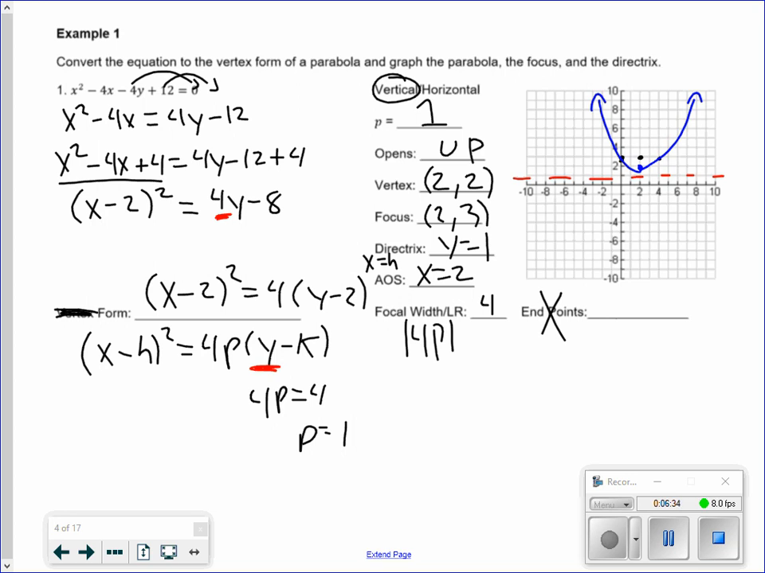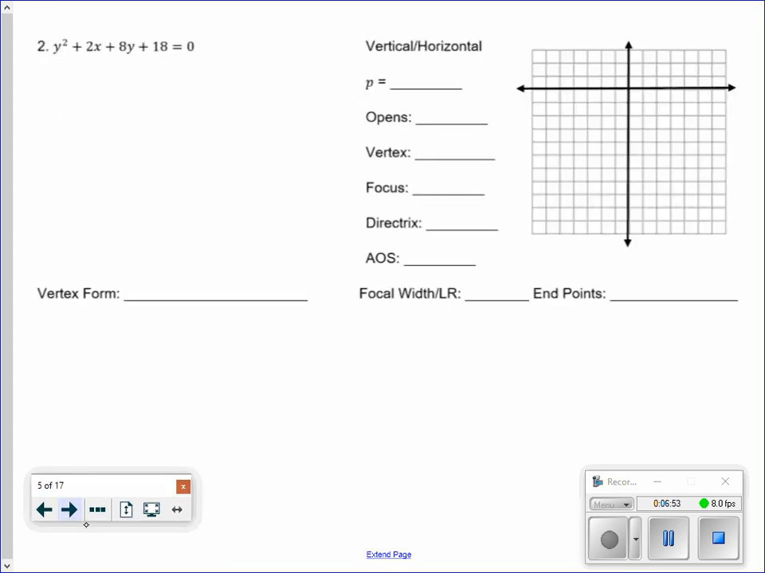All right? So really, the only new part that we're learning in this video is this part on the left with the completing the square. That's the new part, and we've already kind of touched on that. We're just combining 2 skills we've already known into one problem. So let's go on. On number 2, we have y squared plus 2x plus 8y plus 18 equals 0.